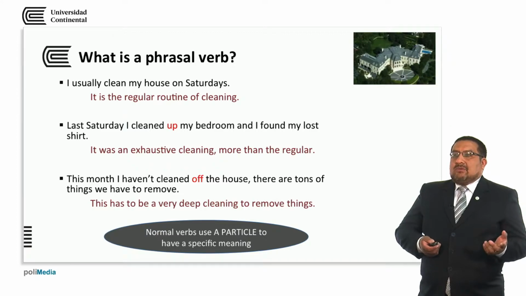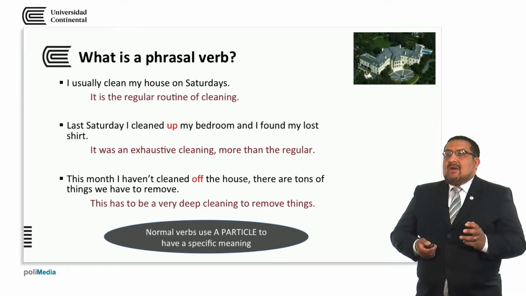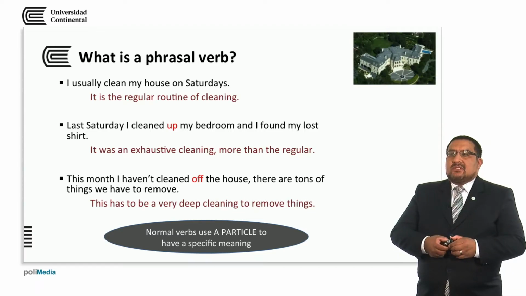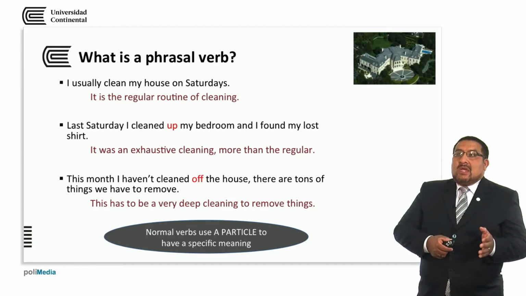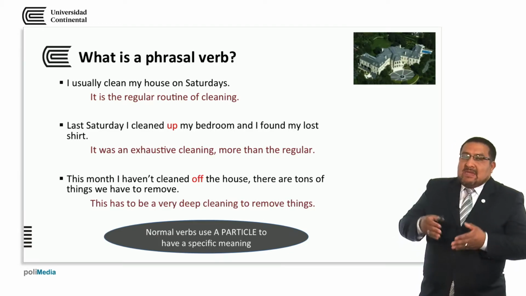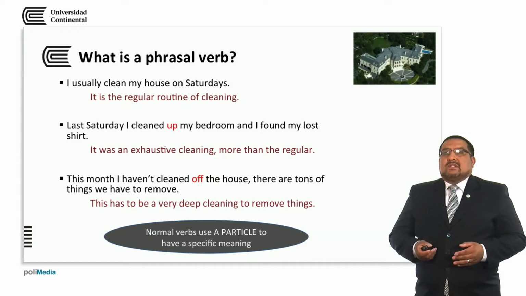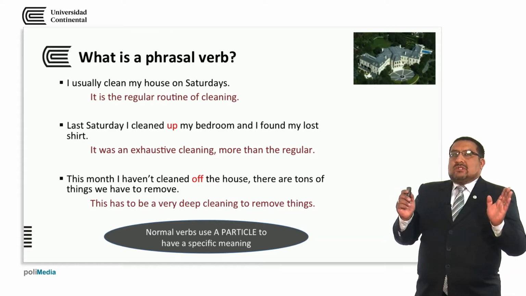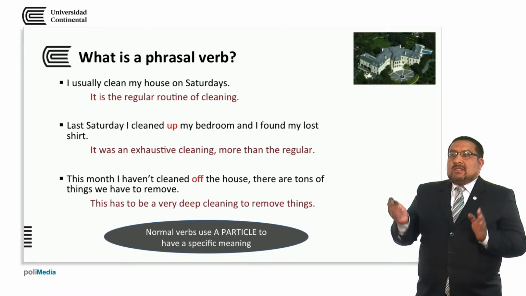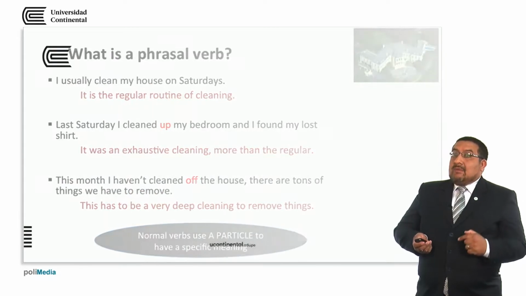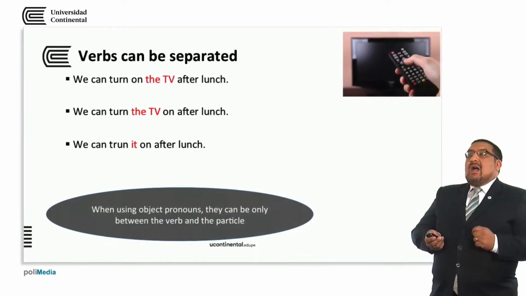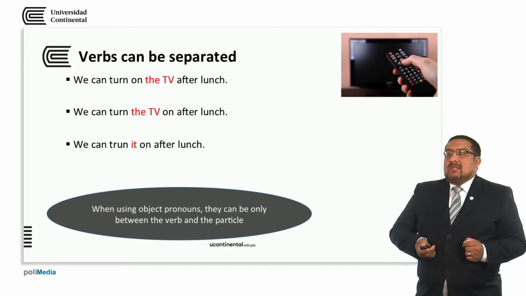But the other example says, this month I haven't cleaned off the house. So there are lots of things, tons of things we have to remove. So this is not only an exhaustive cleaning, but it's a deep cleaning, even to remove things. Now in these cases, you notice that there are two parts, the verb and the particle. And we have to remember that these can be separated.